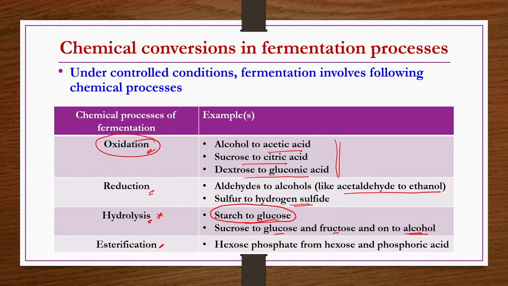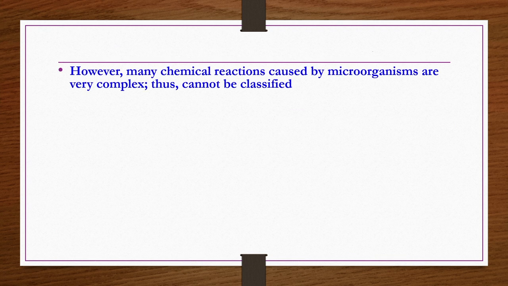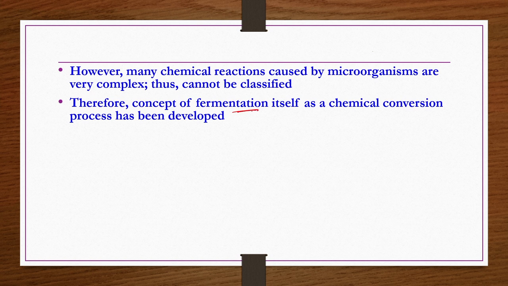Then esterification also sometimes occurs in the fermentation process. Let us say hexose and phosphoric acid producing hexose phosphate is an esterification reaction. Like this, n number of reactions are possible, and many fermentation processes are very complex. Many chemical reactions caused by microorganisms are not as simple as shown in the previous slide. Because the majority are very complex and cannot be classified, the concept of fermentation itself as a chemical conversion process has been developed.